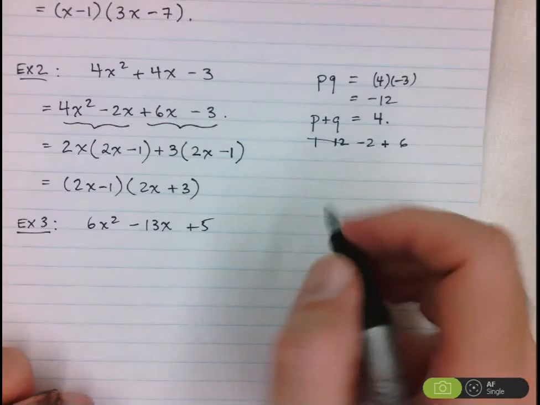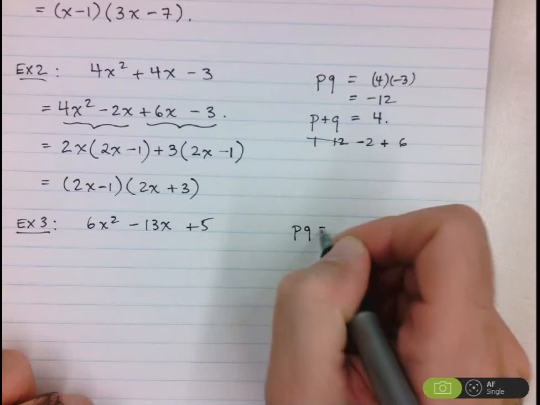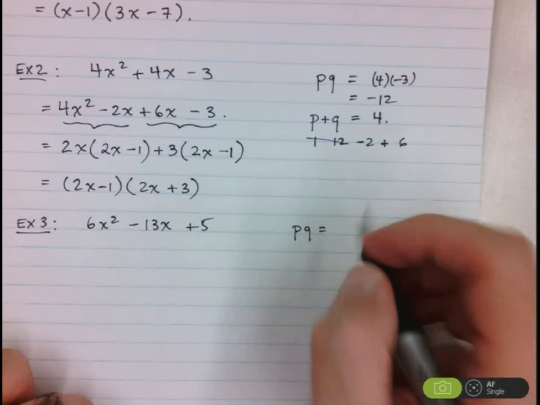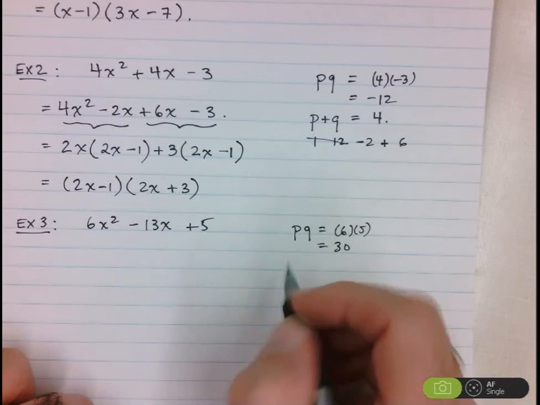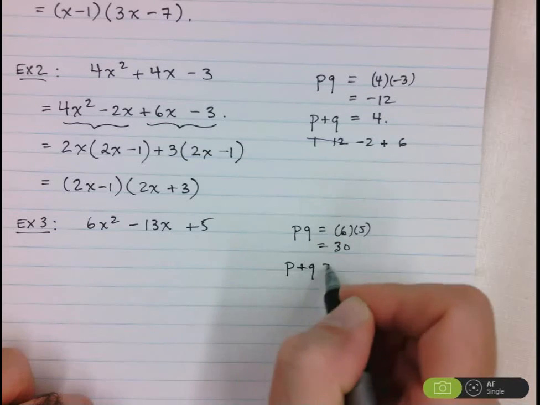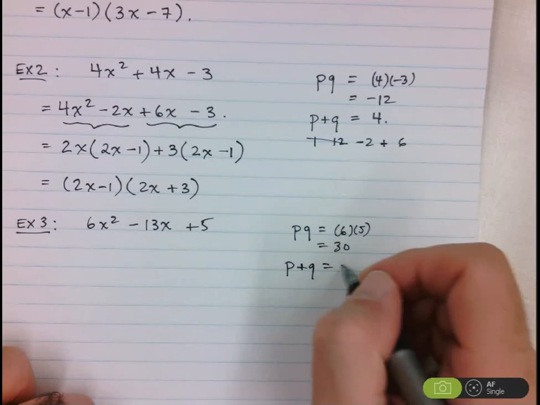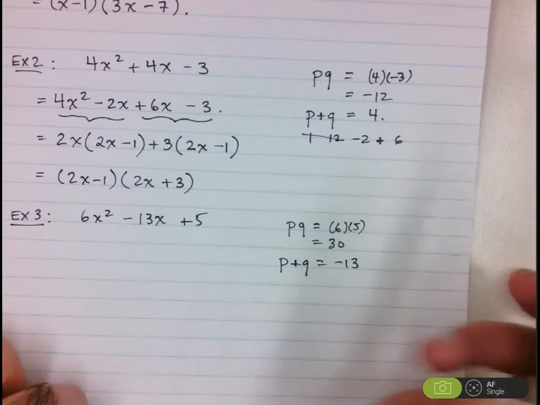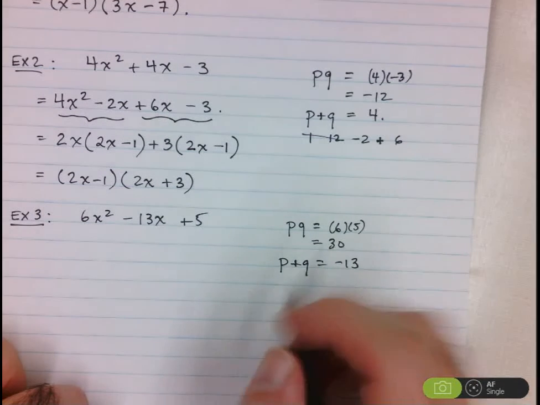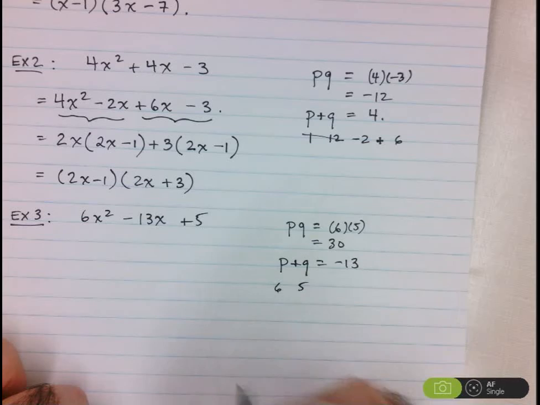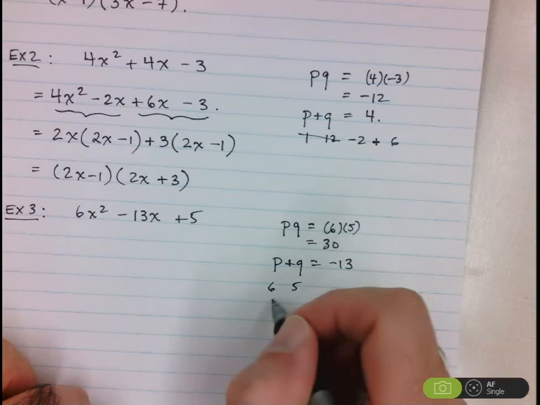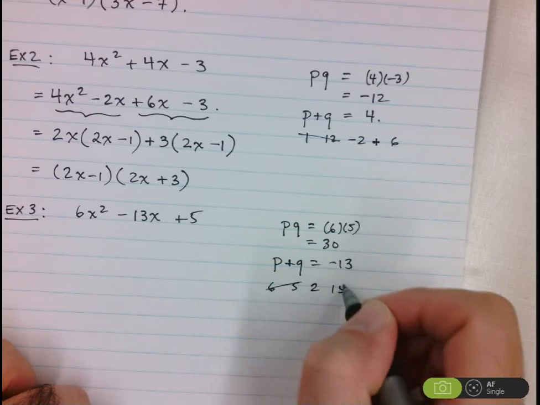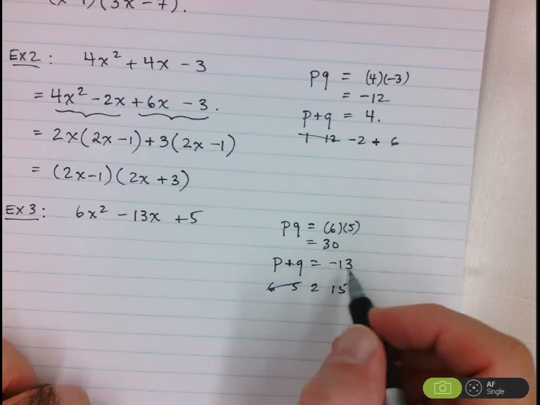Okay, so again, I'm looking for two numbers that multiply to a times c, so 6 times 5, so that's equal to 30. And these two numbers have to add up to the middle term, negative 13. So again, let's go through our possibilities. Well, 6 times 5, but with 6 and 5, there's no way to get to 13. Okay, so let's try 2 times 15. Okay, 15 and 2, that doesn't work either.